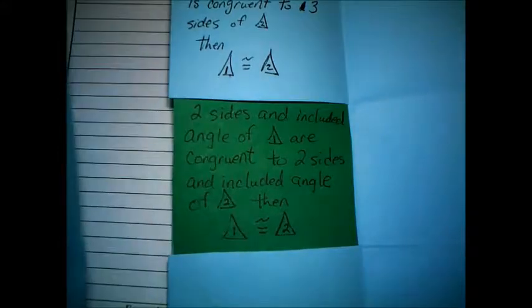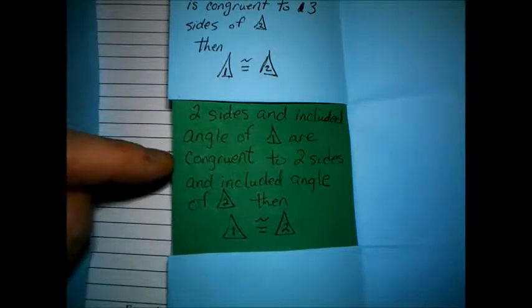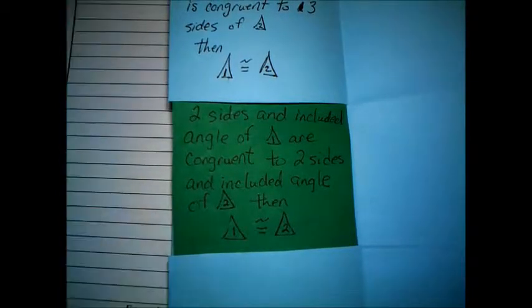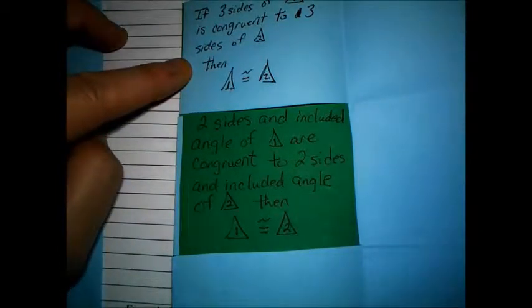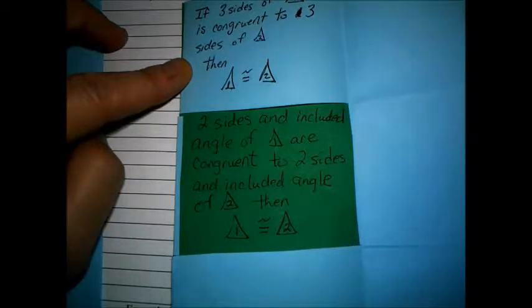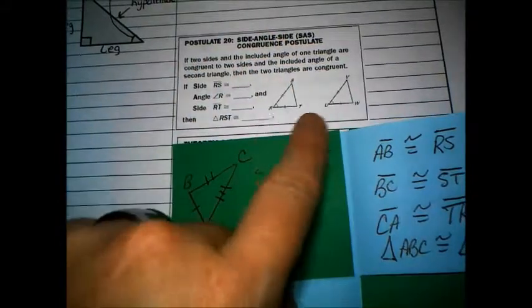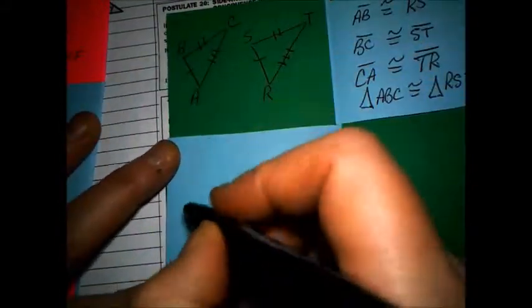Okay, here it is. It says if two sides and the included angle of triangle 1 are congruent to two sides and the included angle of triangle 2, then the two triangles are congruent. If I open it up, I have to put my example inside, which is going to look like what we have on our paper. So we have it in our booklet.